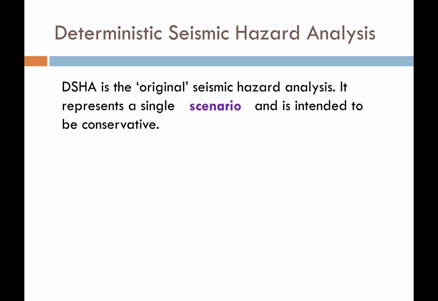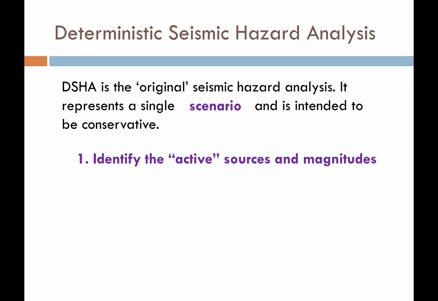It really represents a scenario analysis, so you're analyzing each seismic source one at a time, and it's intended to be conservative, meaning you're going to pick the larger of all the scenarios that you analyze for your design. So here are the steps. The first step is you need to identify all of your active sources that could contribute.